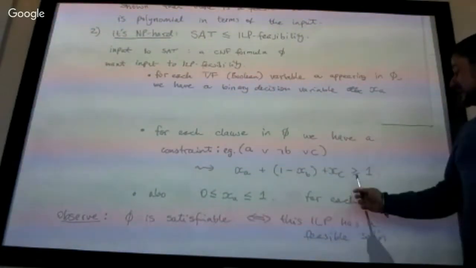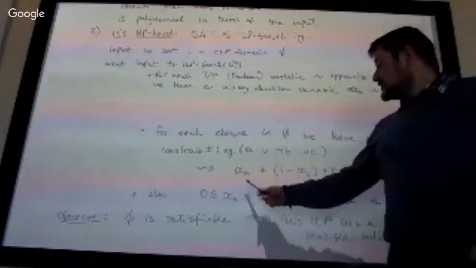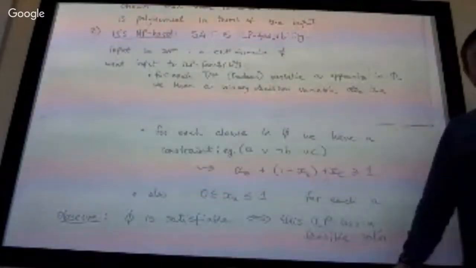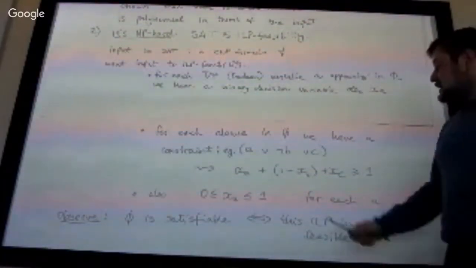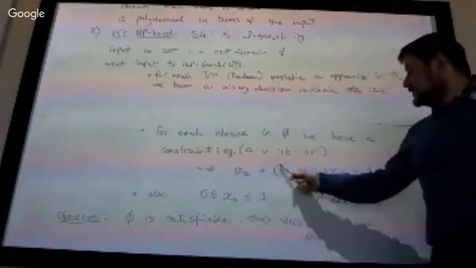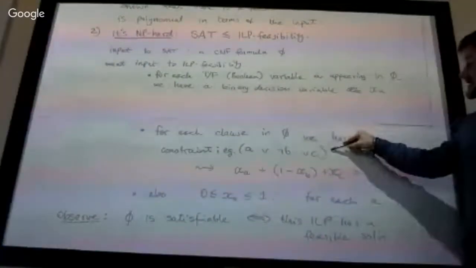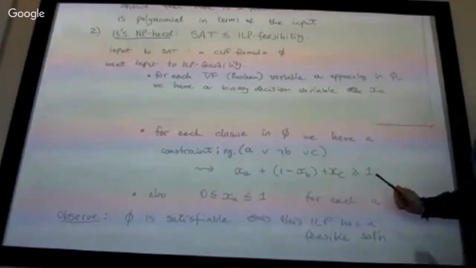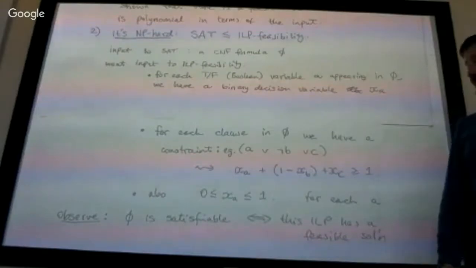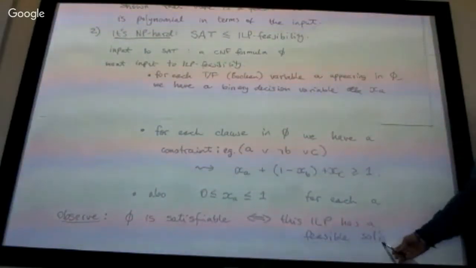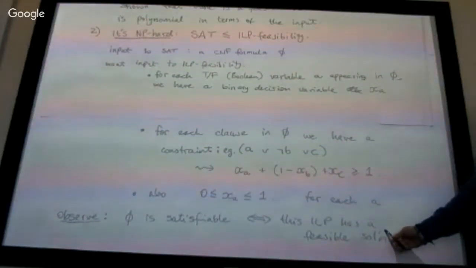And whatever this is, it's not negative, so the sum is going to be at least 1. If A is true, then this is 1, and whatever this is, it's not negative, so the sum is going to be greater than or equal to 1. And if B is false, then this is 1. Whatever this is, it's not negative, so the sum is greater than or equal to 1. So every clause being satisfied means that this constraint will be satisfied. Okay? So if this is satisfiable, then we find a corresponding feasible solution.